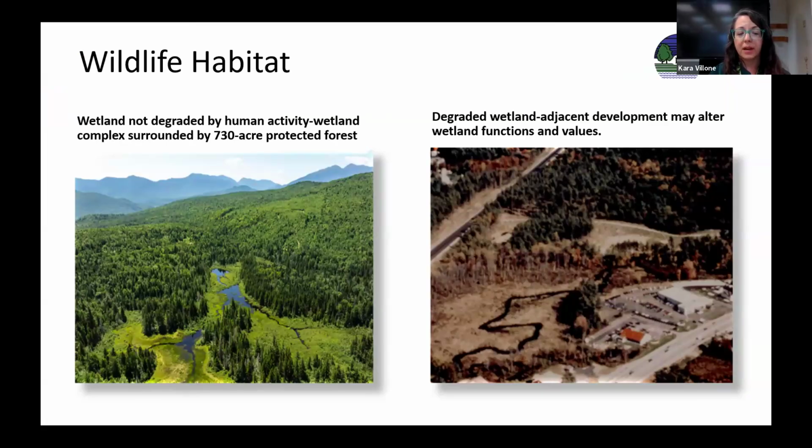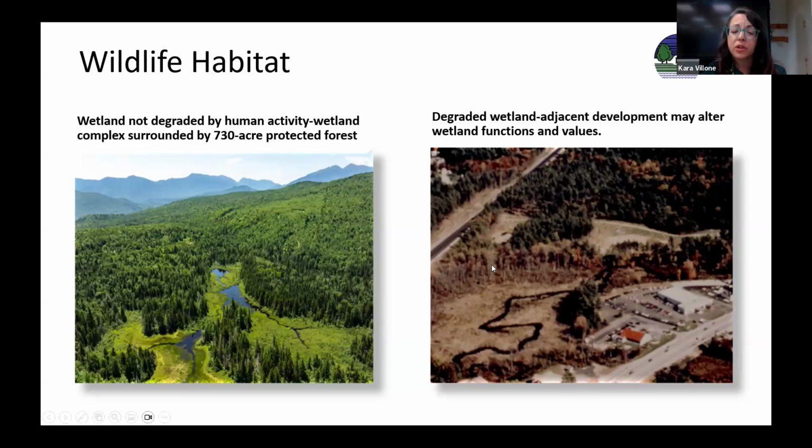So on the left, we have a wetland complex that is protected by a 730-acre forest. It's in a conservation easement, and as you see, there's no development nearby that could impact these systems. And so we would expect there to be quite a bit of diversity in wildlife in an area like this with different habitat types and very little impacts around the area.